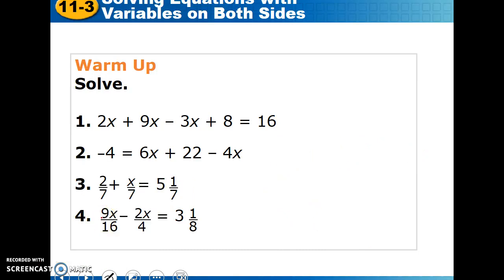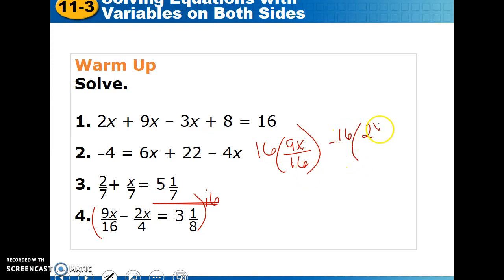Okay, as for the last one, this is probably the most difficult one. You had to look at all the denominators to clear the fractions. And looking at 16, 4, and 8, to clear it, we should use 16. Okay, so we're going to be doing 16 times the 9x over 16 minus 16 times 2x over 4 equaling, and again I'm turning this into improper, so 3 times 8 is 24 plus 1 is 25, so 25 over 8. Okay, so simplify before I multiply.